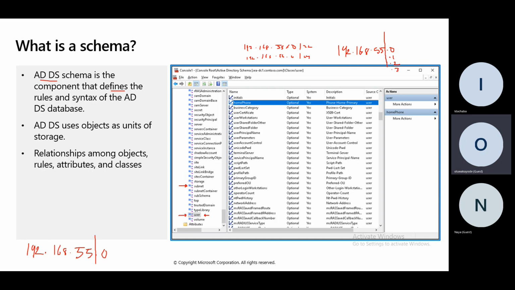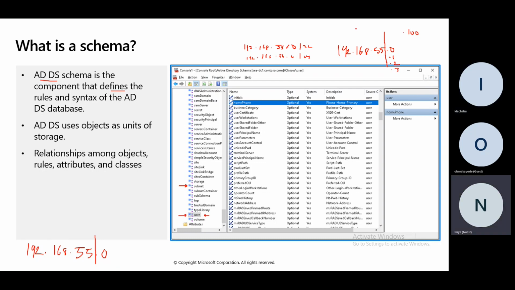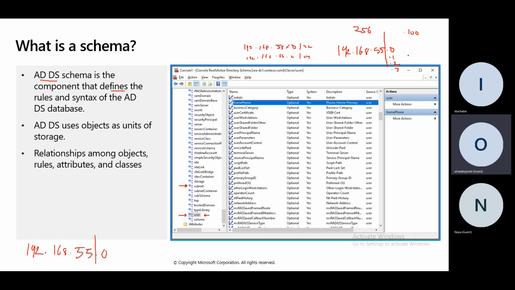So dot 3, right? Up to 50, dot 100. Let's say you have 100 people. But in this arrangement of an IP, the maximum number of computers that can be connected is 256. So you can have up to dot 256. I said the maximum number of computers that can be connected to this network is 256. How do we determine that?